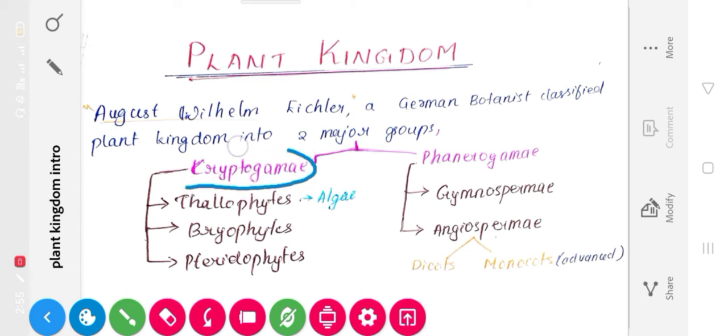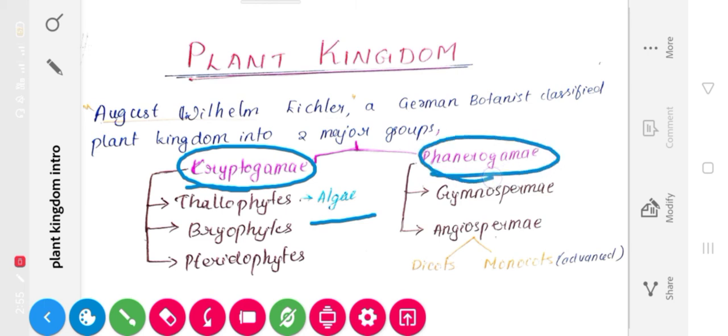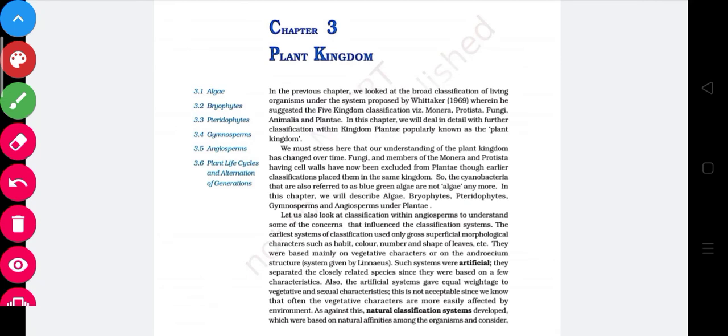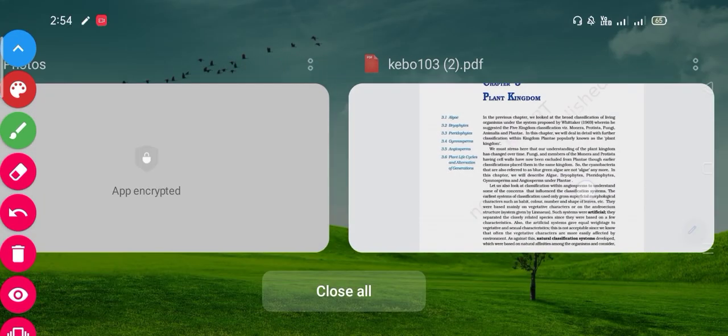Under Cryptogamae, we will study thallophytes. In thallophytes, we will study algae, and then bryophytes and pteridophytes. Under Phanerogamae that possess seeds, we will study gymnosperms and angiosperms. Under angiosperms, we will study dicots and monocots. Now we can go to the next paragraph. In that we will study the different systems of classification. Before reading NCERT, we can go to a simple note.